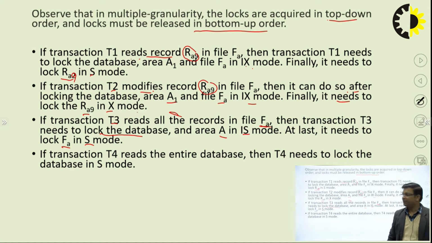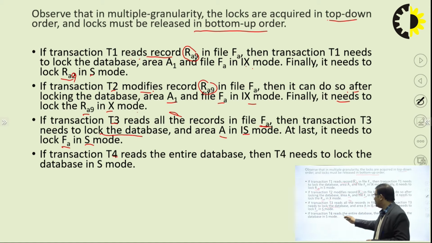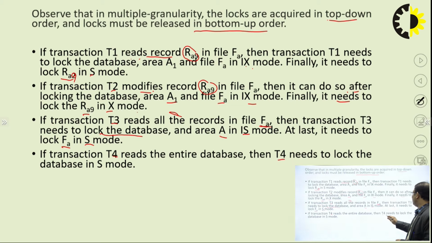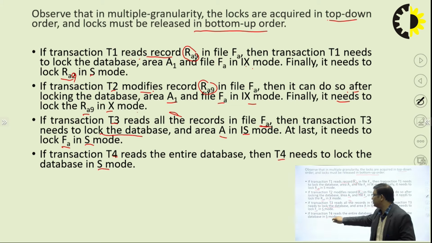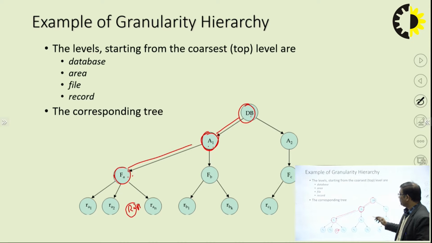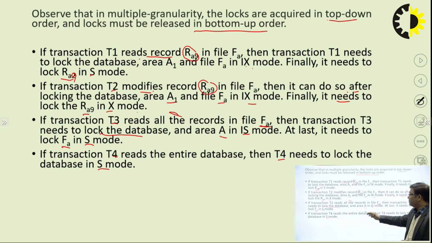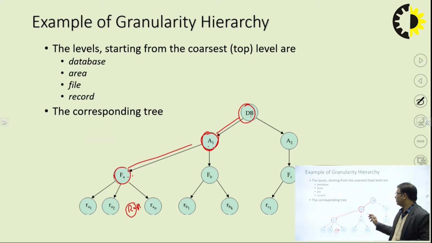Okay, so next one is T4 reads the entire database. Then T4 needs to lock the database in shared mode. Let's say T4 needs the entire database. It means we have to read all the areas, all the files and all the records. Then the database should be in shared mode. This particular database should be in shared mode. Okay, so this is multiple granularity.